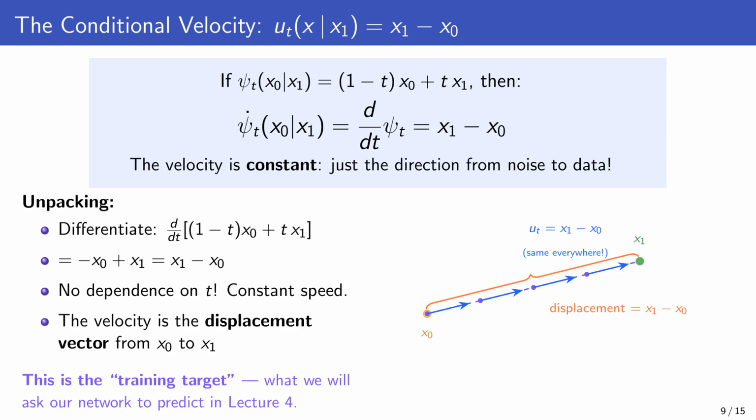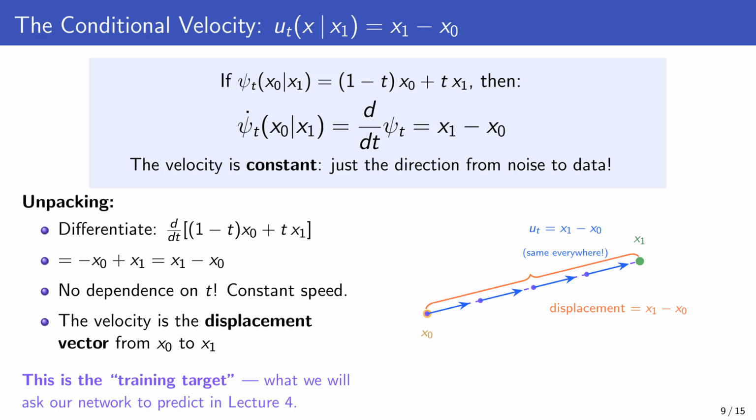And notice something remarkable. This velocity does not depend on t at all. It is constant in time. The sample moves at constant speed in a straight line from noise to data. Look at the diagram on the right. Along the dashed line from x0 to x1, I have drawn velocity arrows at several points. Every arrow points in the same direction and has the same length. The velocity is the displacement vector from x0 to x1, and it is the same at every point along the path.